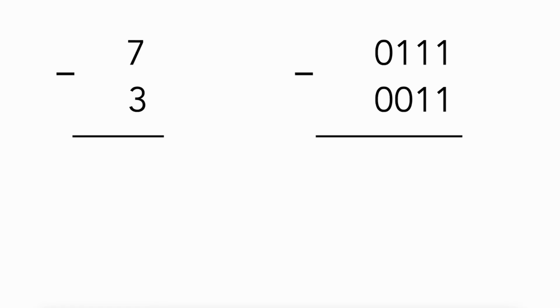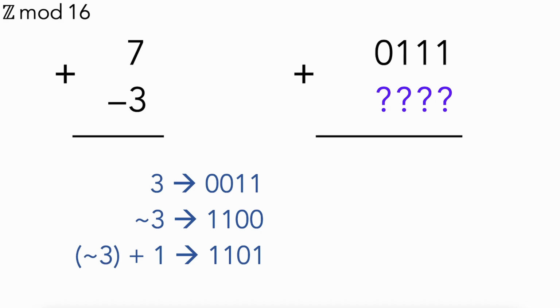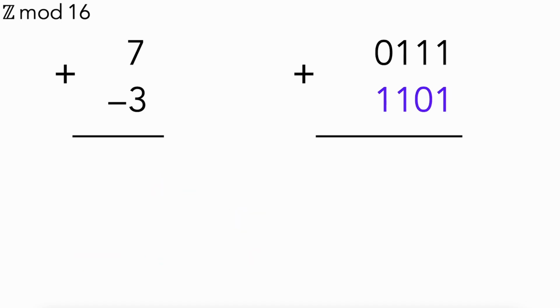All right, now, I think we've done enough theory. Let's try out an example. Let's do 7 minus 3. We'll use 4-bit numbers for this, so we're working in Z mod 16. We want to replace subtraction with addition, so instead of subtracting 3, we'll add negative 3. What does this look like in binary? Well, we know what 3 looks like in binary. We can then flip the bits and add 1. We now have the binary representation of negative 3, and we can use that in our computation.